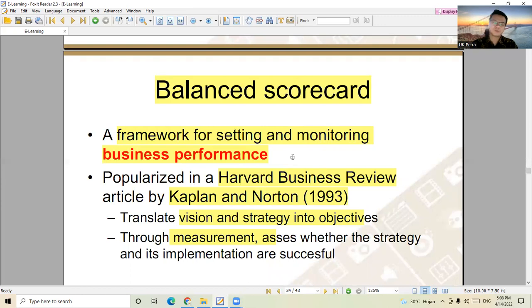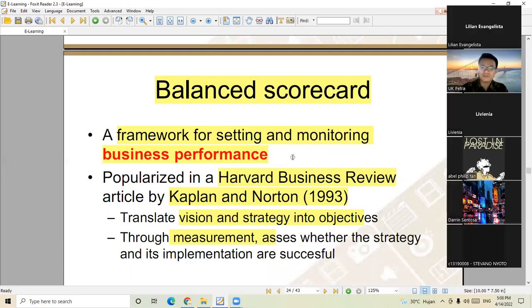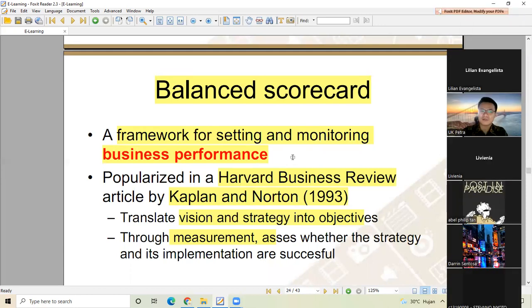There are many other tools like Six Sigma or total quality management. I think some of you should have learned about that because you are majoring in business engineering. I believe you are already familiar with that. May I ask some of you, are you familiar with the balanced scorecard, Six Sigma, TQM, total quality management? Have you ever heard about those terms?